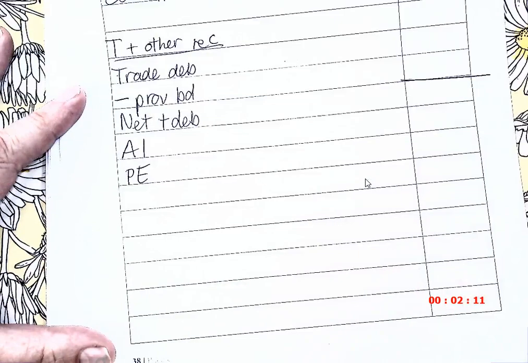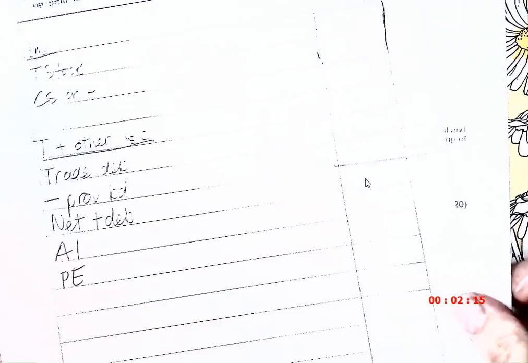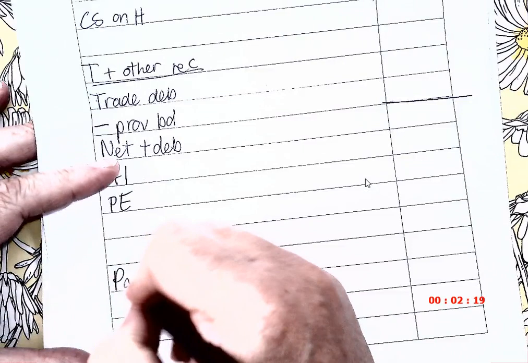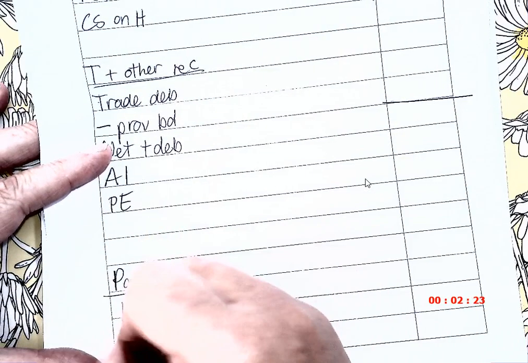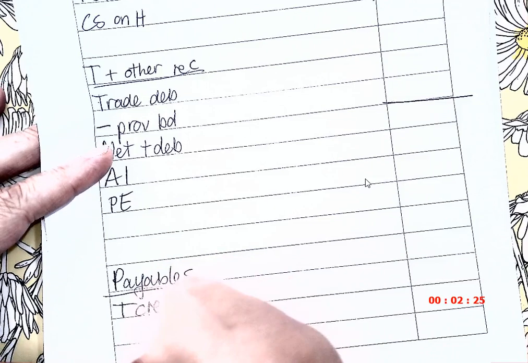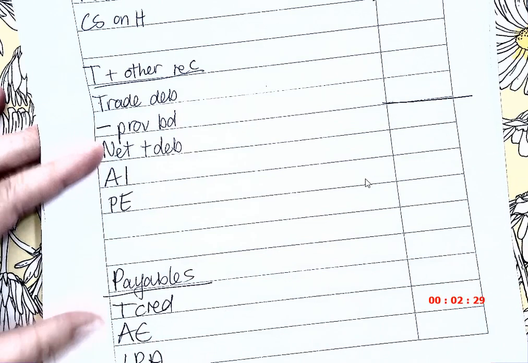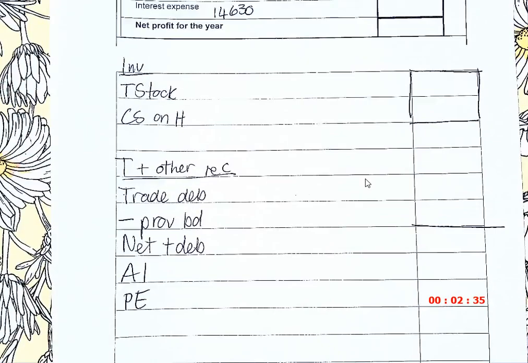Then, is there some more space at the back there? Yeah. Payables. I'll just leave a line there. Payables, it's my creditors. Trade creditors. Accrued expense. Income received in advance. And then I'll see all the salary stuff. Okay. Am I ready to go? Yes. I'm ready to go.